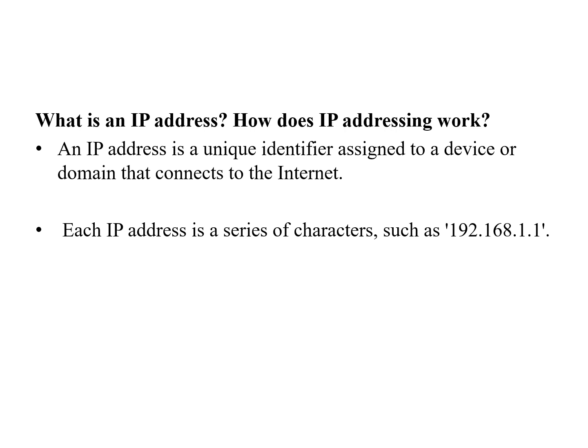What is an IP address? How does an IP address work? An IP address is a unique identifier assigned to a device or domain that connects to the internet. Each IP address is a series of characters such as 192.168.1.1.